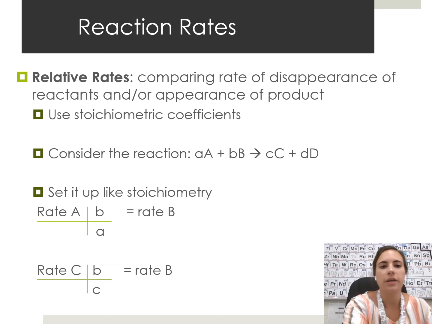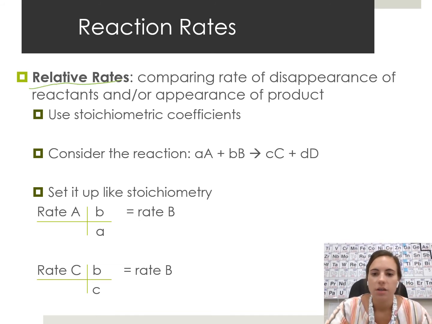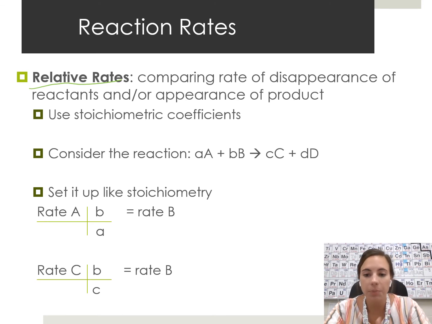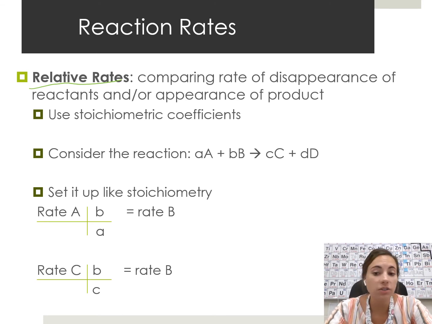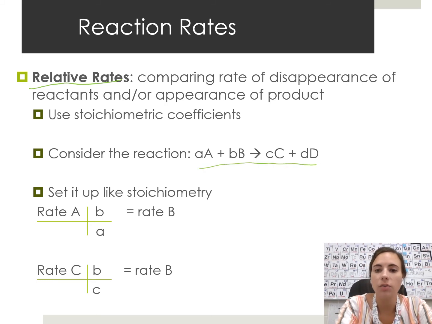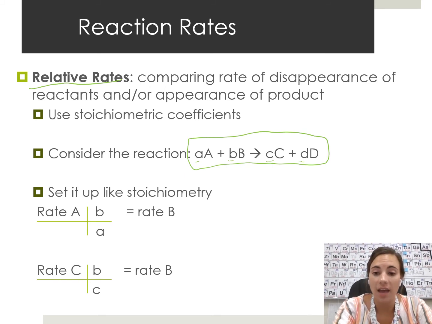So we call this relative rates. So comparing the rate of disappearance of the reactants or appearance of a product, we just use our stoichiometric coefficients. So if I had this generic reaction and my coefficients are these lowercase letters, if I know the rate of A, I could figure out the rate of B by simply using my coefficients. A cancels out, and I'm left with the rate of B.